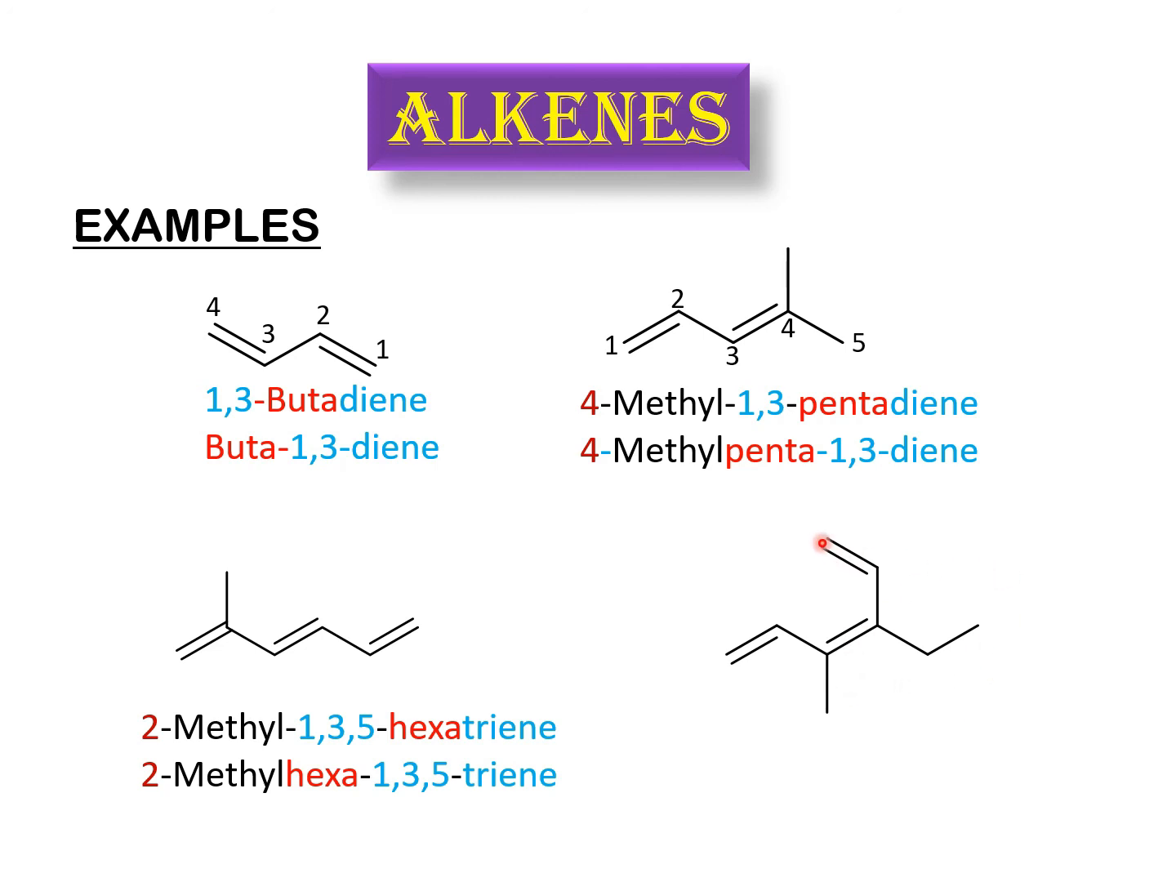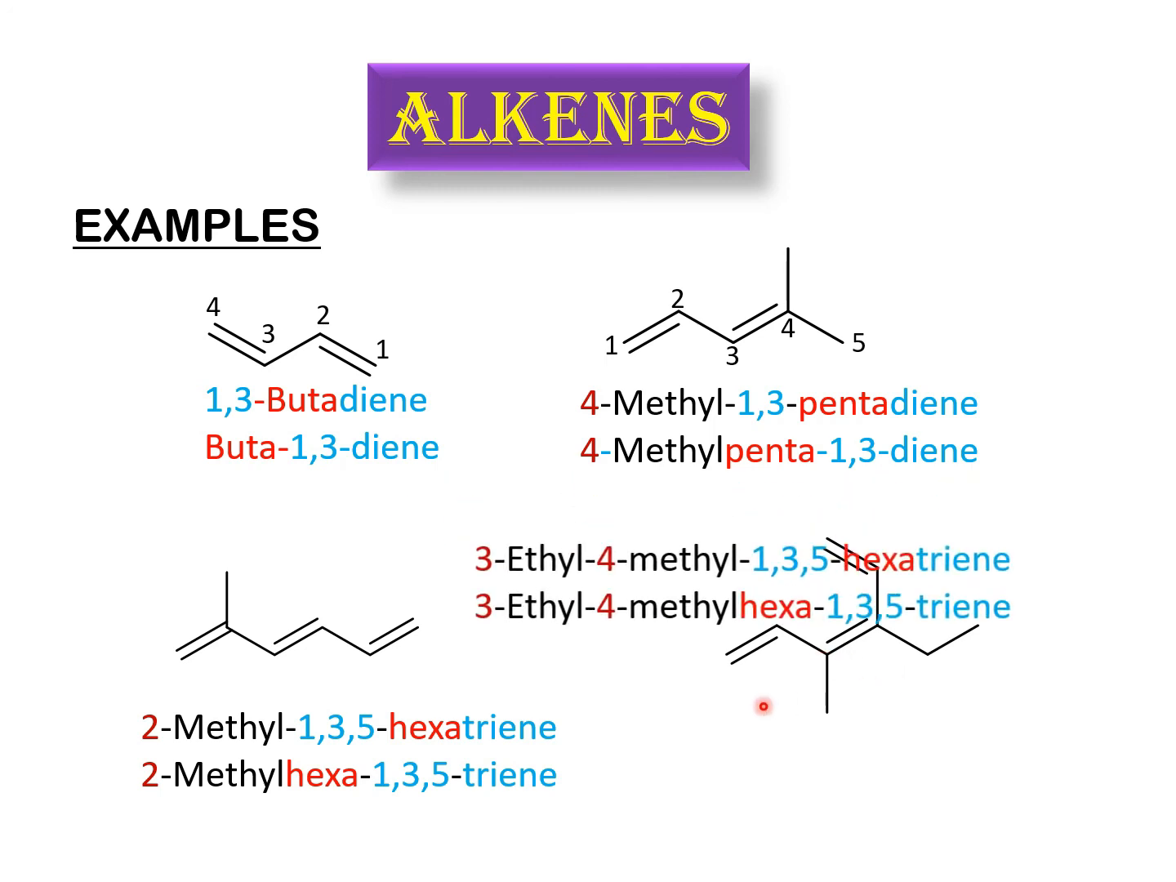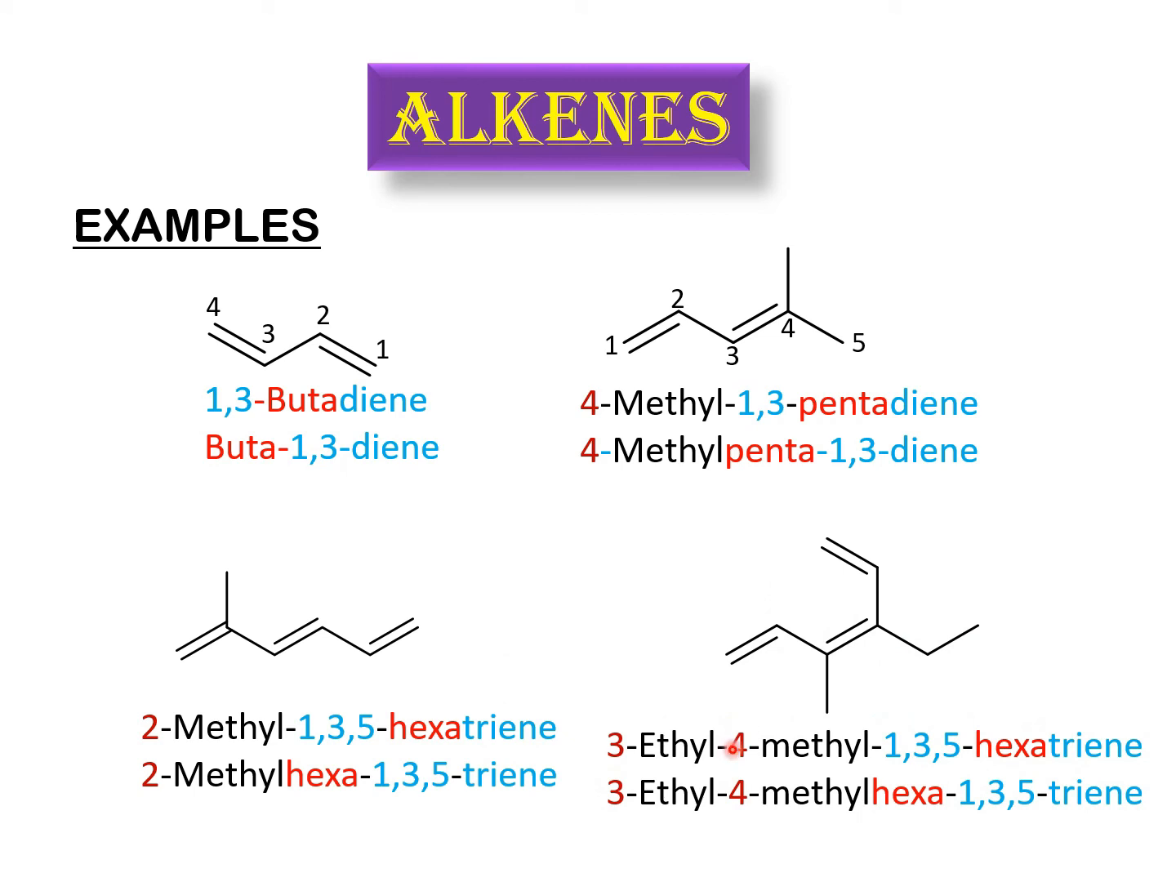So you start numbering from here so as to give the lowest position to the ethyl substituent. So it is at 3 and methyl is at 4. While writing the name, again you have to mention ethyl first. So it's 3-ethyl-4-methyl-1,3,5-hexatriene, or 3-ethyl-4-methyl hexa-1,3,5-triene. So in this way, you can name alkenes according to the IUPAC nomenclature.